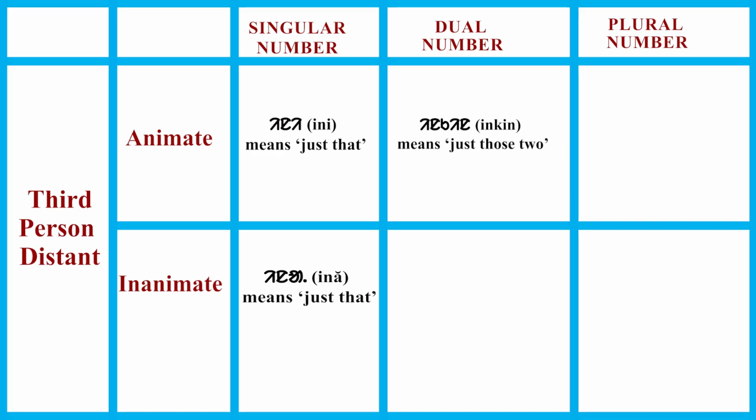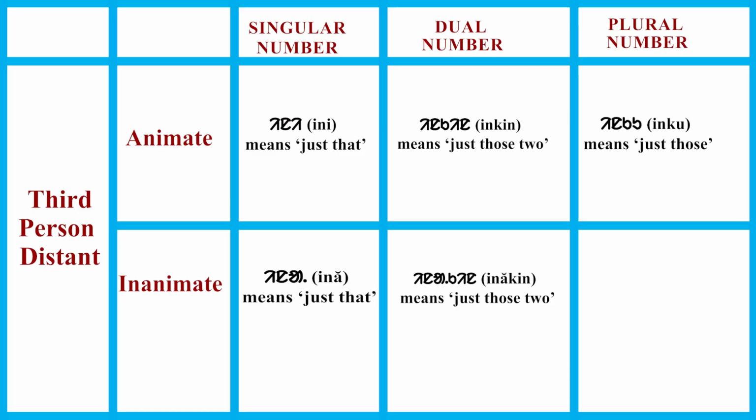Third person animate dual number in distant: inkin means just those two. Third person inanimate dual number in distant: inarkin means just those two. Third person animate plural number in distant: inku means just those. Third person inanimate plural number in distant: inarko means just those.